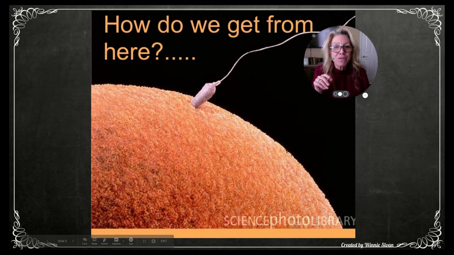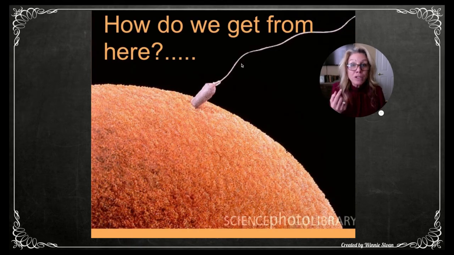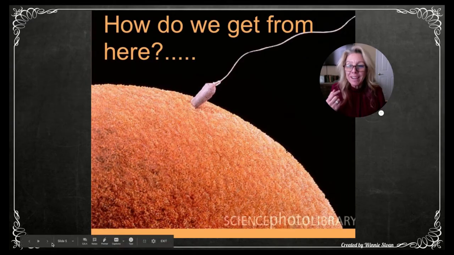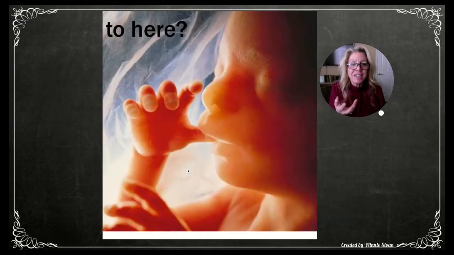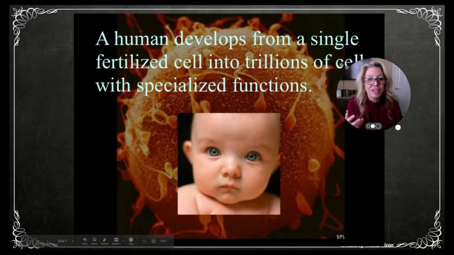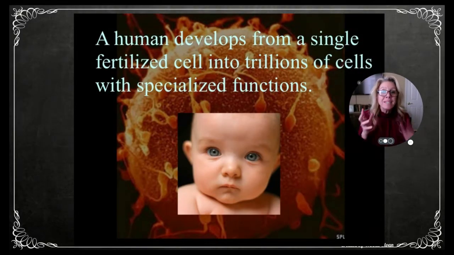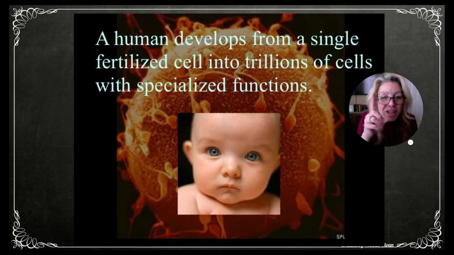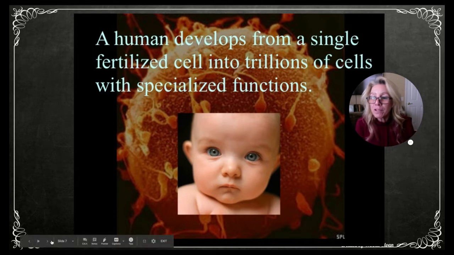So how do we get from here, the joining of a haploid sperm and a haploid egg, to here? Literally, a baby is trillions of cells that you grow up. But the amazing thing is that you started as just one single cell. Now look at you now. You're amazing. And you've got cellular specialization. But how does that happen when you have one cell and one genetic code that made you? So that's what we will talk about.